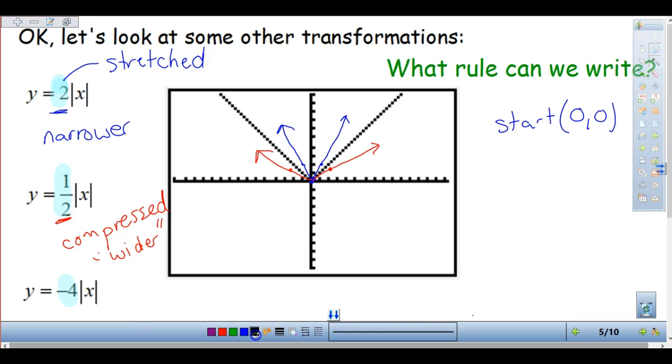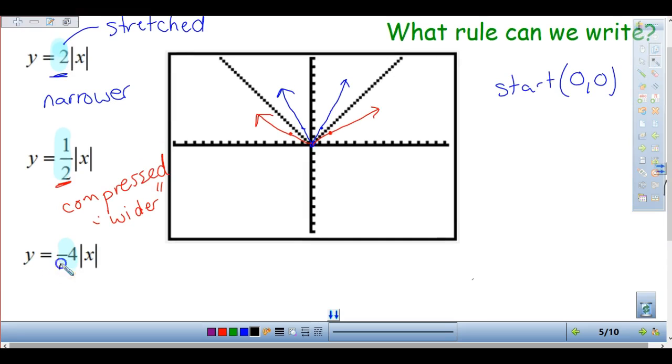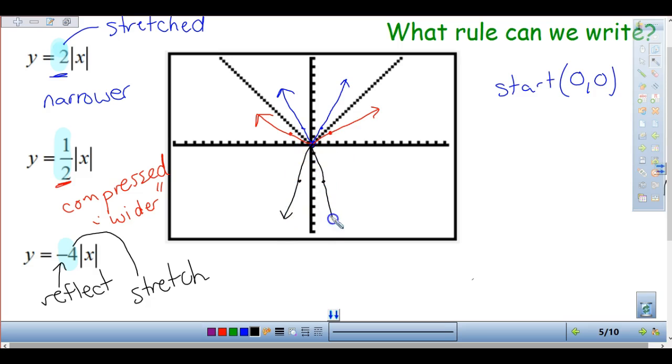Okay. Last thing we want to look at here on this one is this one has a negative out front. So it reflects it. It flips it upside down. And then the 4, of course, is still a stretch. So now my slope, I still start at 0, 0, you notice, but I'm going to be going down 1, 2, 3, 4, and over 1. And then again, it's in both directions because it's a V shape.